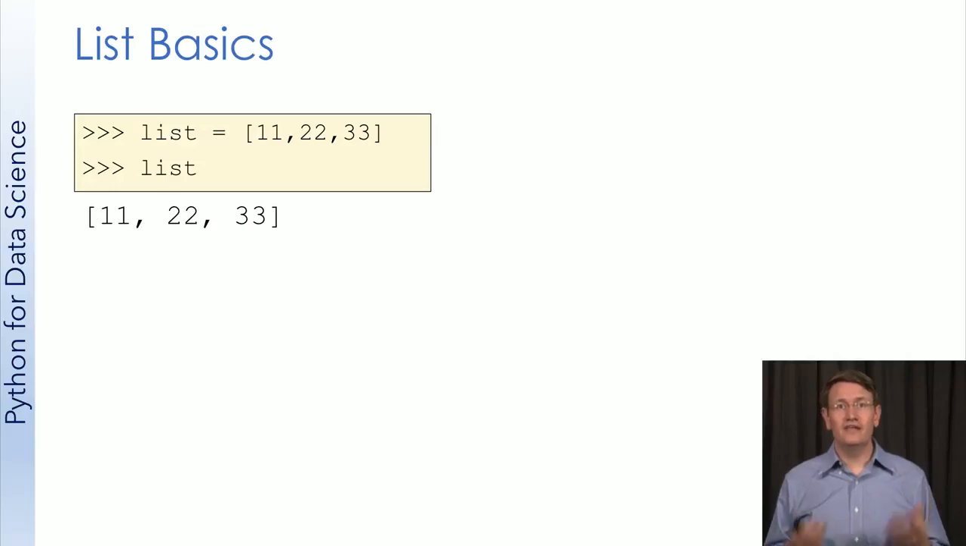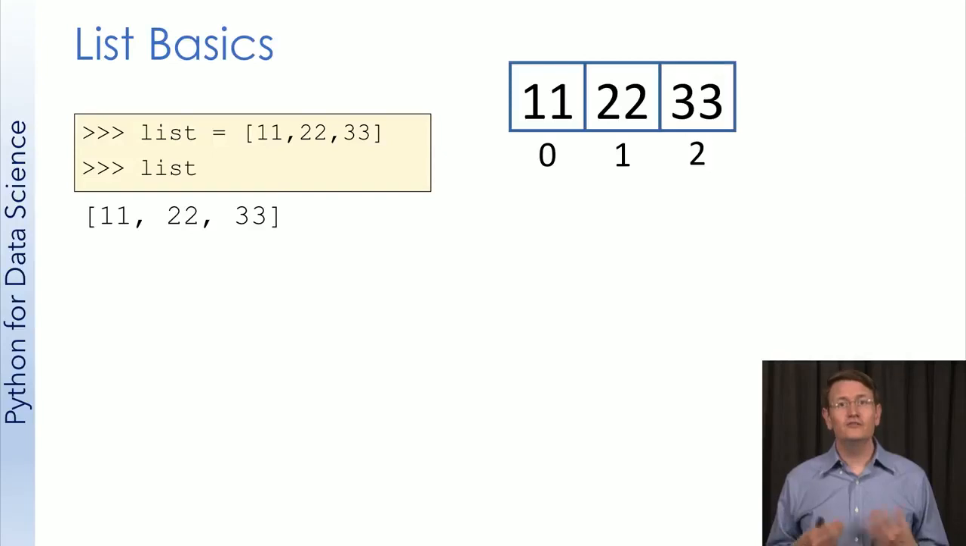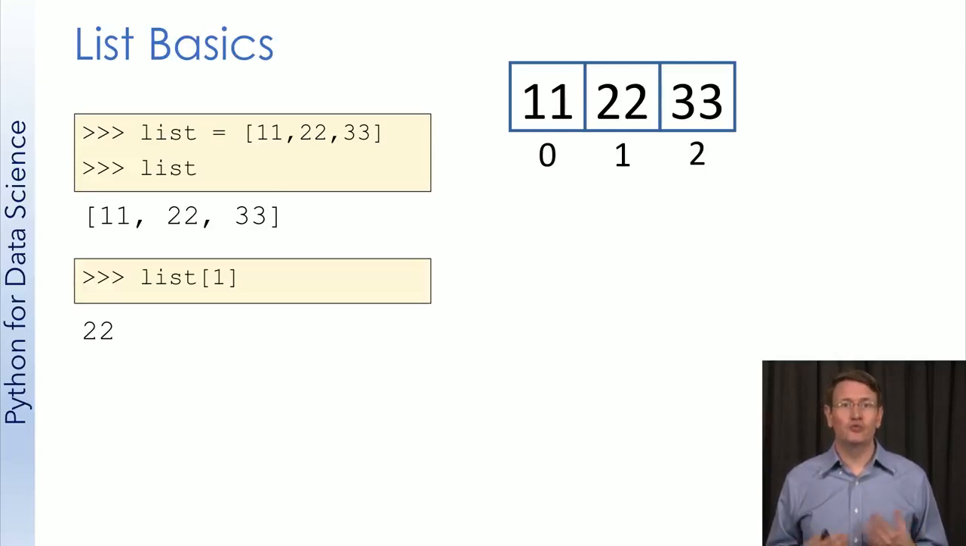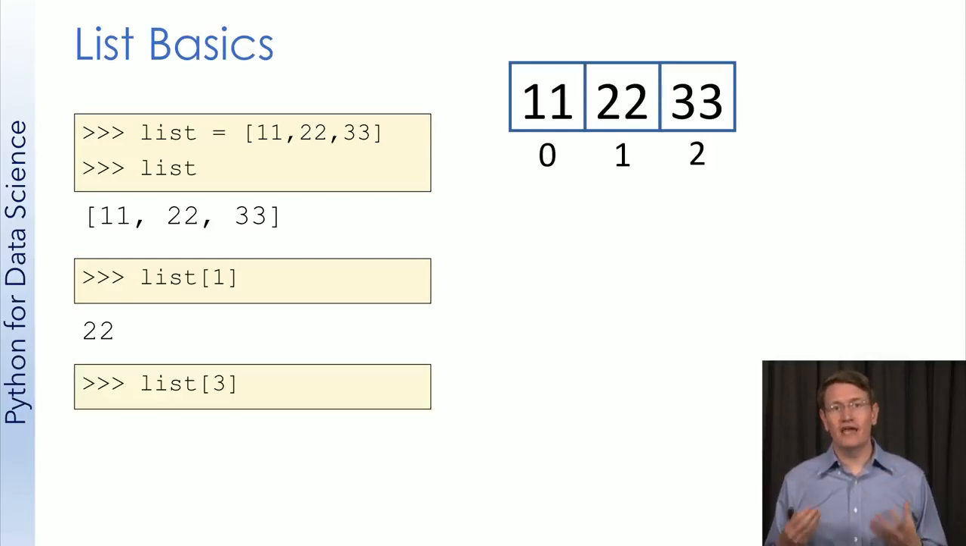List elements have indices which, like strings, start at 0. Here's a visual representation of our list in memory. Based on this, if I ask for the element at index 1, I should get back 22. And that's exactly what happens. What if I try to access the list off the end, like this? There is no third element, so if we ask for this, we'll get an error.